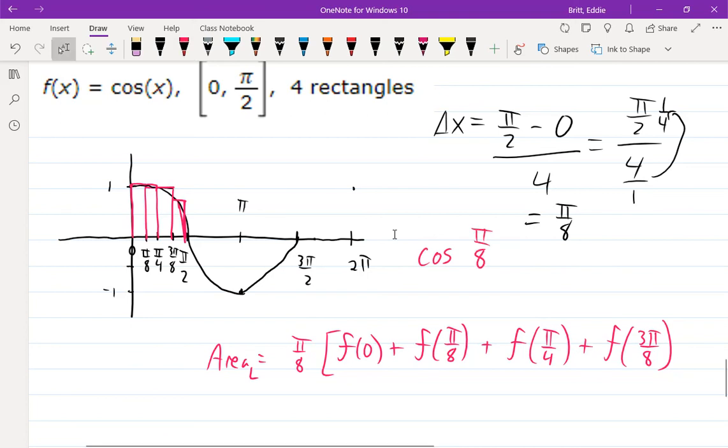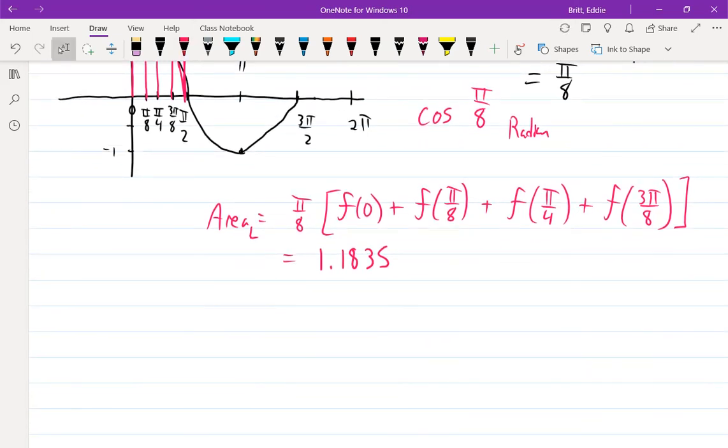So what you want to do to find the cosine of pi over 8 is you want to make sure that your calculator is in radian mode, and you actually want to put in the value pi over 8 and take the cosine of it. So it has to be in radian mode. So I'm going to go ahead and give you the answer for that because we're running out of time. So whenever you work all of that out and you multiply it times pi over 8, you should get 1.1835 if you round to 4 decimal places.